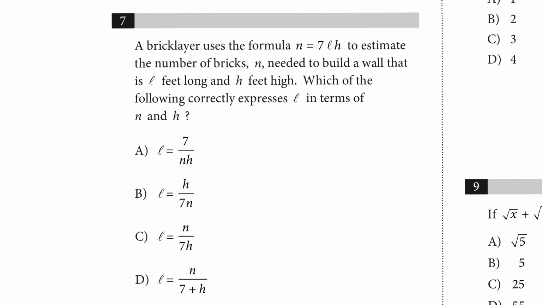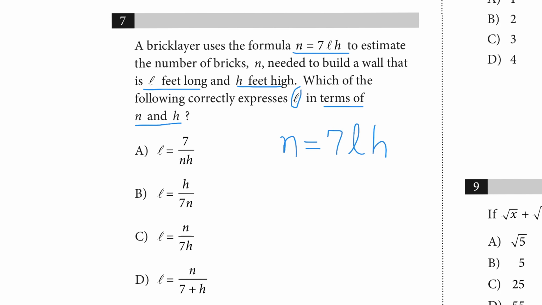Okay, moving right along to problem number 7. A bricklayer uses a formula N is equal to 7 times L times H to estimate the number of bricks N to build a wall that is L feet long and H feet high. Which of the following correctly expresses L, so we're solving for L, in terms of N and H.